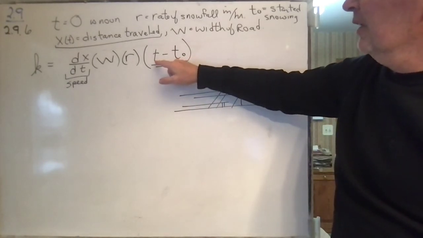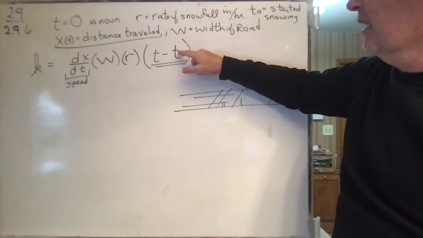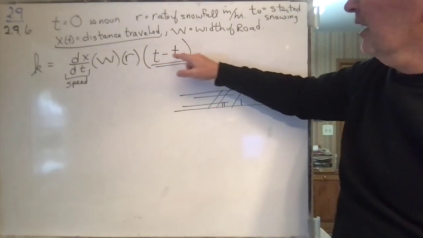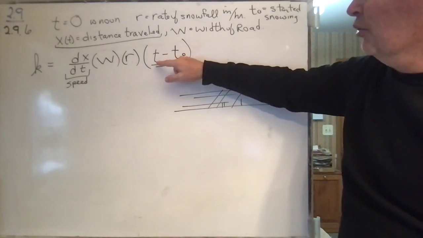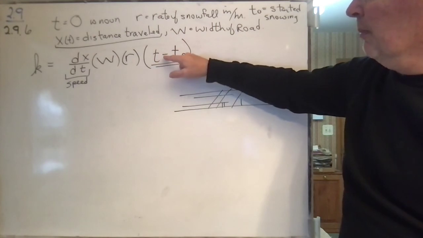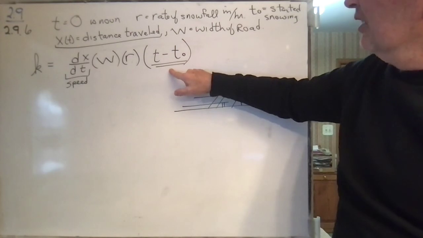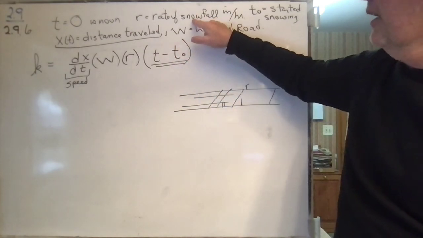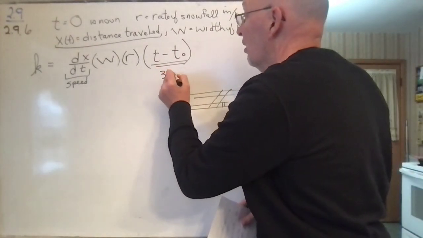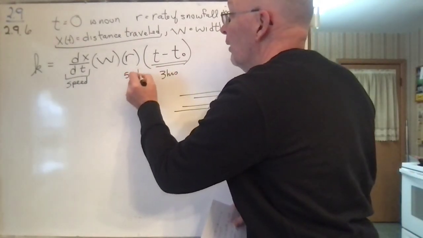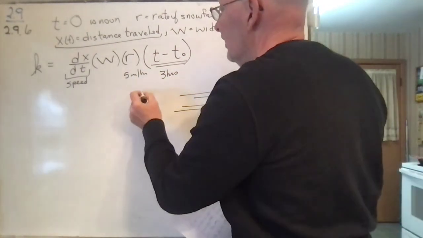So if it's 2 o'clock, and it started snowing at 11, that would be minus 1 hour. So 2 minus a negative 1 is 3, so it's been snowing for 3 hours. It snows at a rate of 5 inches per hour. So this is 3 hours, and this is, say, 5 inches per hour. That's how high it is, so it's 15 inches high.